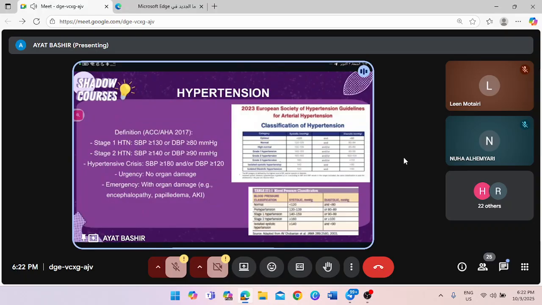And also we have the hypertensive crisis, when the systolic blood pressure is more than 180 and the diastolic blood pressure is more than 120. Very important. And the urgency and the emergency. Urgency is when there is no organ damage, and the emergency is when there is organ damage with this increase in the blood pressure. Also very important to know this.